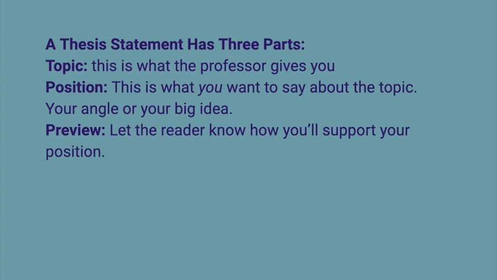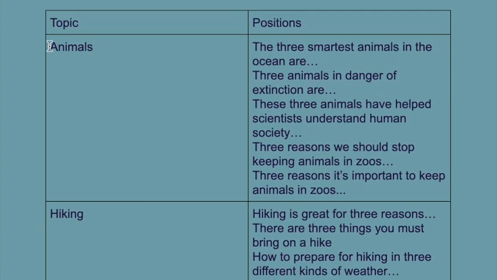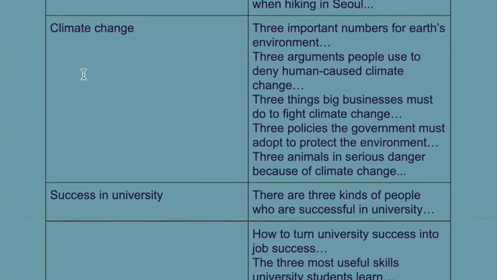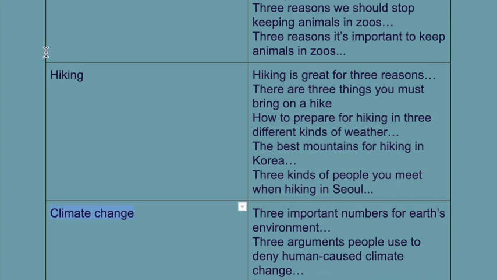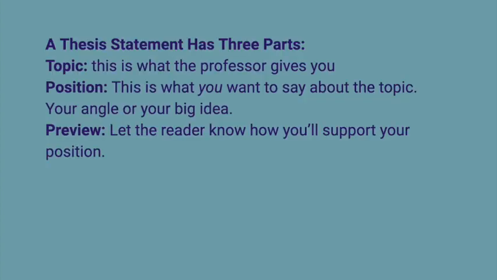This is what the professor gives you. There are all kinds of different topics, and these examples of topics are things like animals, hiking, climate change, or success in university. These are the kinds of topics your professor might give you. Your professor might say, write me an essay about hiking. Write me an essay about animals. Okay, and that's fine. Most topics are pretty general and broad, and that's good because that means there's lots of different things to say about them.